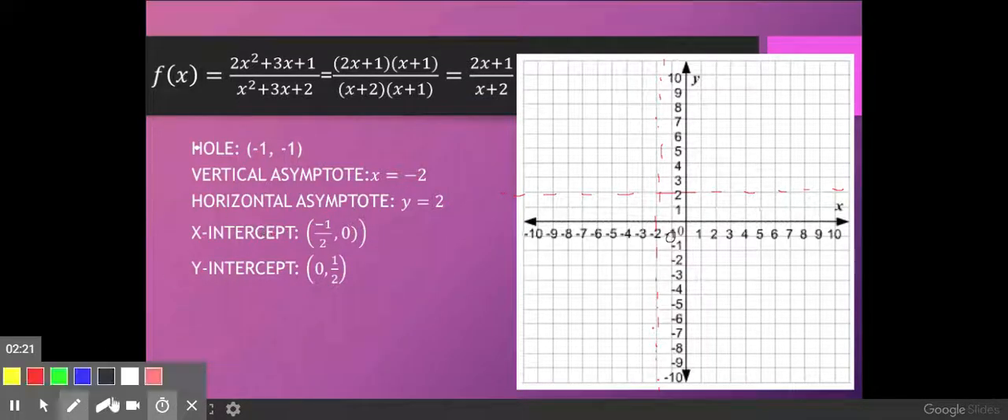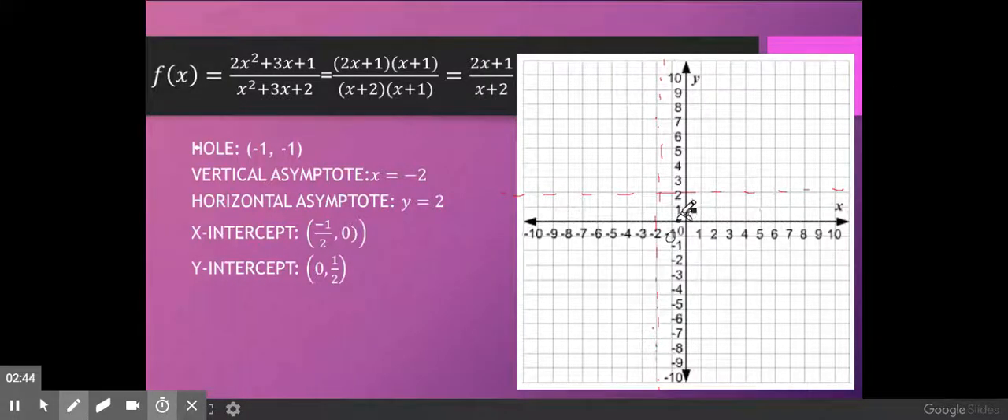Next is our x-intercept, so that is part of the function, so I'm going to use black again. -1/2, 0, so that would be right about there. And then we have the y-intercept at 0, 1/2, which would be about here.